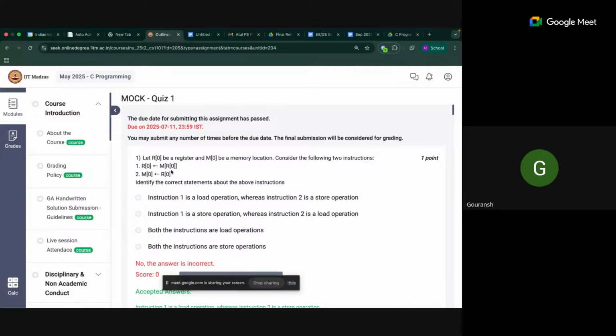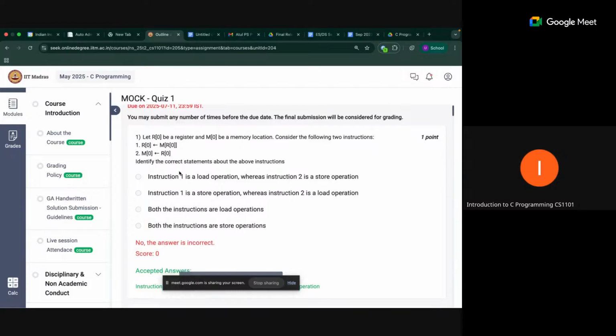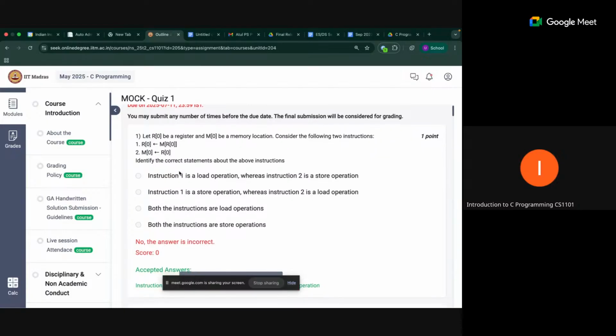Option one is correct, the first option, because in instruction 1, a load is nothing but copying the data from the memory location and storing it to the register. Store, in the sense of from the register to the memory, is said to be the store operation. Which means instruction 2 is the store operation and instruction 1 is the load operation.